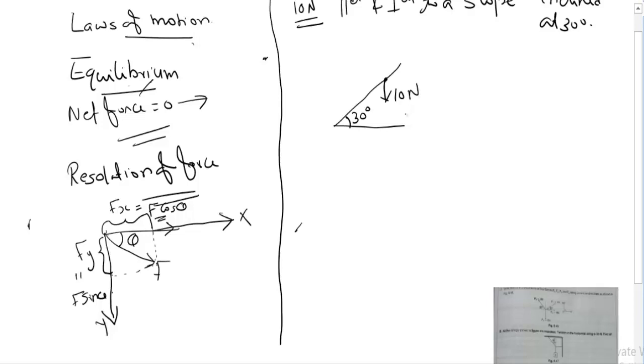In previous classes I already told you weight will be acting exactly downwards. We need to find out the components of this force, that is this weight, which are parallel to the slope and perpendicular to the slope. These two we need to find out. Parallel to the slope means along the slope. How can I represent? It will be like this. This is the slope which I am representing here.